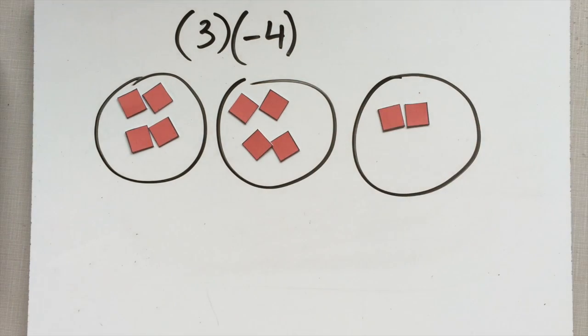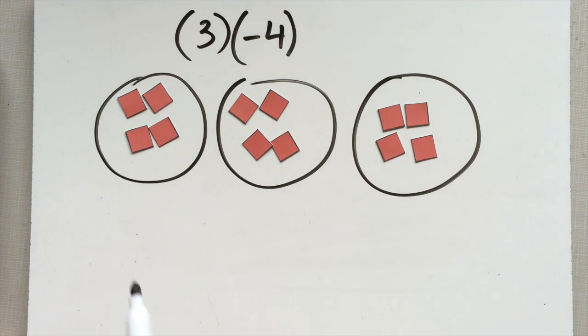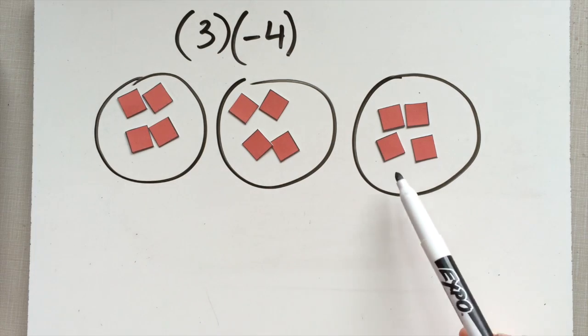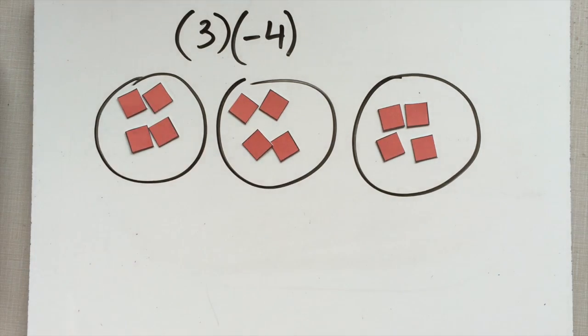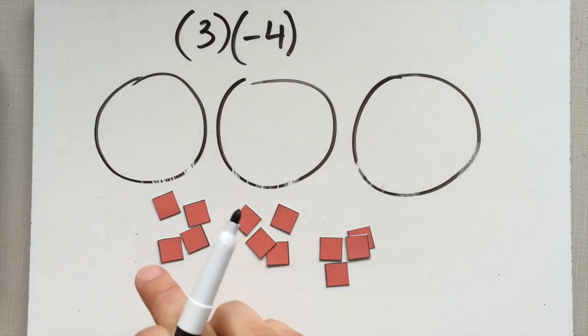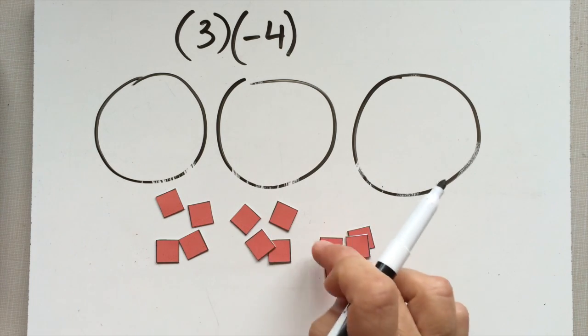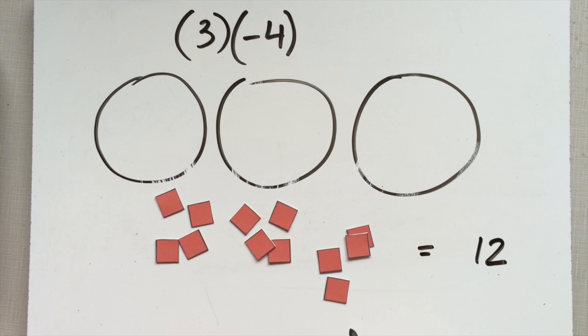We're using the red side or the negative side of our tiles. And we have 1, 2, 3 groups. Inside each group, 4 negative tiles. And so altogether, I've got 1, 2, 3, 4, 5, 6, 7, 8, 9, 10, 11, 12 tiles. But what kind of tiles? They're red. Altogether, I have 12 negative tiles. My answer is negative 12.